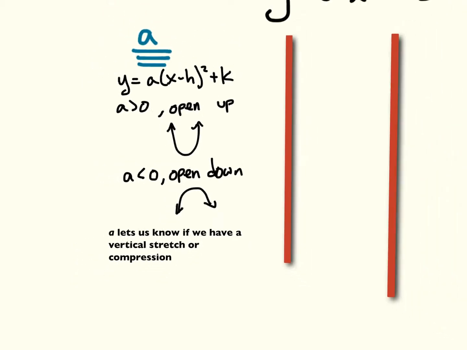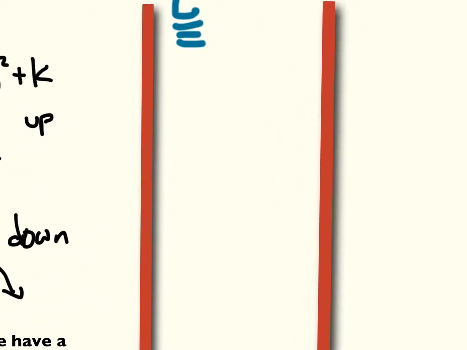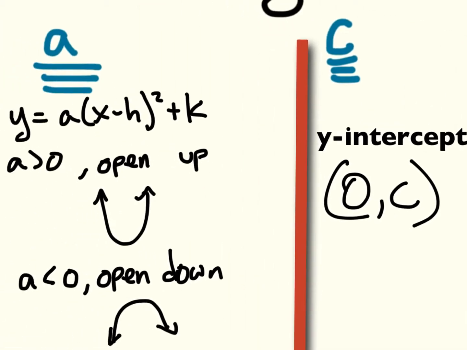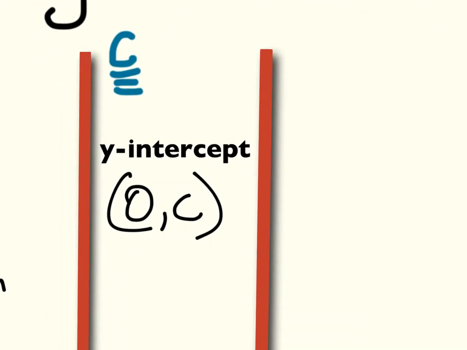Now the next letter that I'd like to focus on is c. So c is the y-intercept at the point (0, c). You have to be very careful because a lot of people confuse this with k and start thinking that k is the y-intercept. But if you have it in this form, (x minus h) squared, k is not the y-intercept. But if we're in this form, ax squared plus bx plus c, c is always the y-intercept.